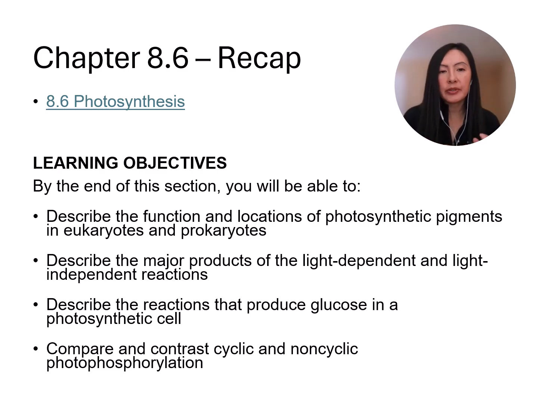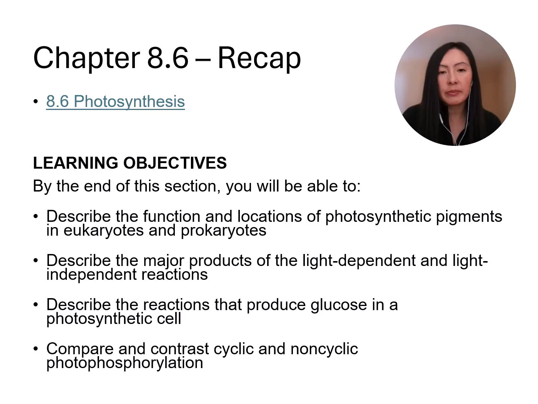All right, let's recap 8.6. For the first one, describe the function and locations of photosynthetic pigments in eukaryotes and prokaryotes. So remember, the function is to absorb light energy at specific wavelengths. This will excite electrons and drive ATP and NADPH production. In eukaryotes, the pigments are located in the thylakoid membranes of chloroplasts. In prokaryotes, the pigments will be embedded in the enfolded plasma membrane since they don't have chloroplasts.